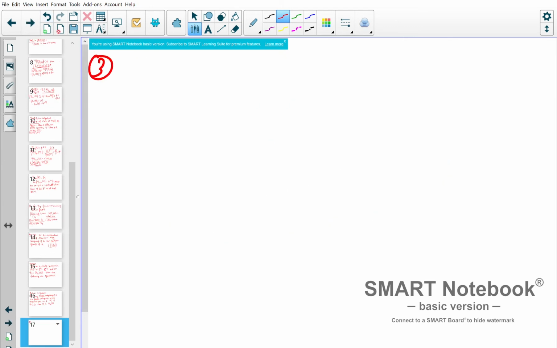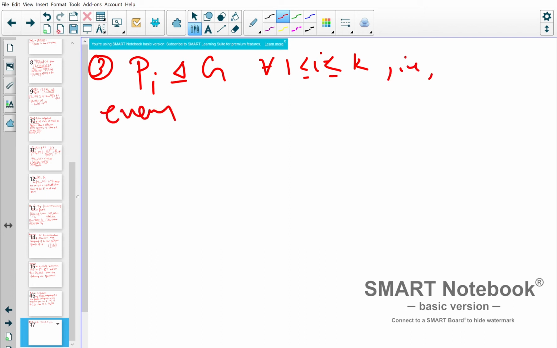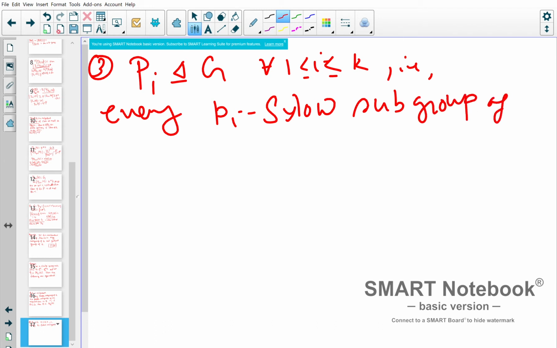Then number three is you can write down that all the Sylow subgroups are normal in G, for all i equal to 1, 2, up to k. How many such things are there? k many, right? That is, every Sylow subgroup, like the p_i Sylow subgroup of G, is normal in G. Okay. So whatever Sylow subgroup we get, it has to be a normal subgroup. So this is a very strong statement.